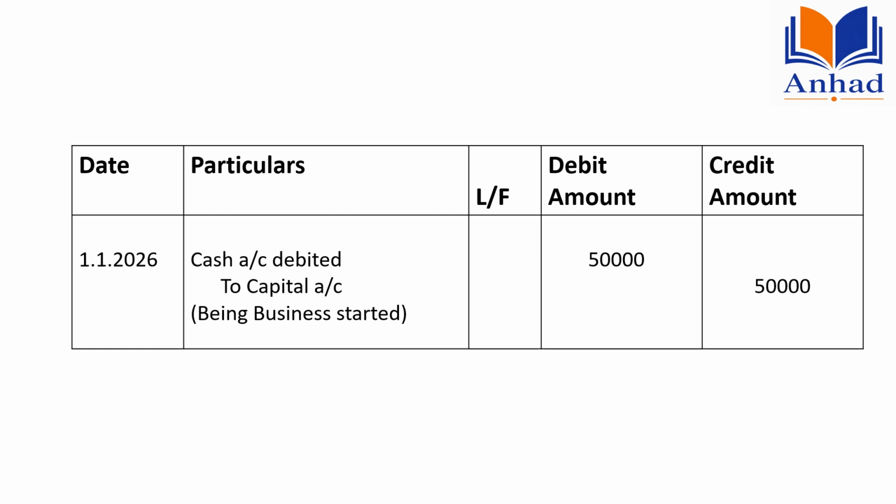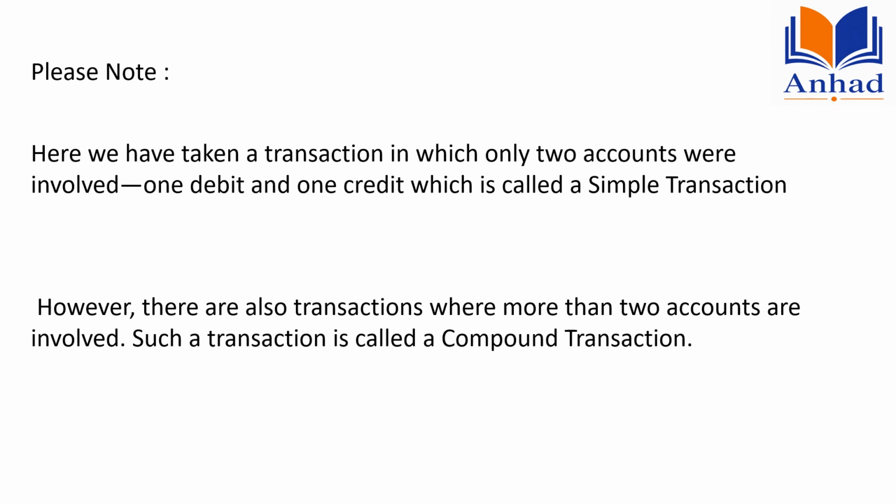Here we have taken a transaction in which only two accounts were involved, one debit and one credit. However, there are also transactions where more than two accounts are involved. A transaction that involves only two accounts is called a simple transaction, and a transaction that involves more than two accounts is called a compound transaction. Let us take an example of a compound transaction.